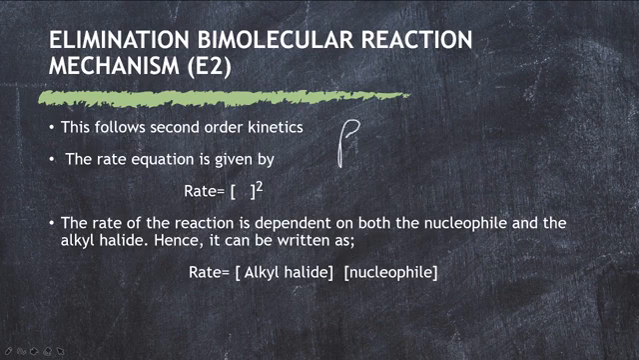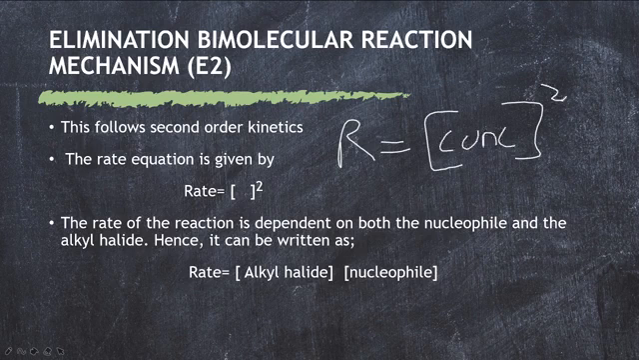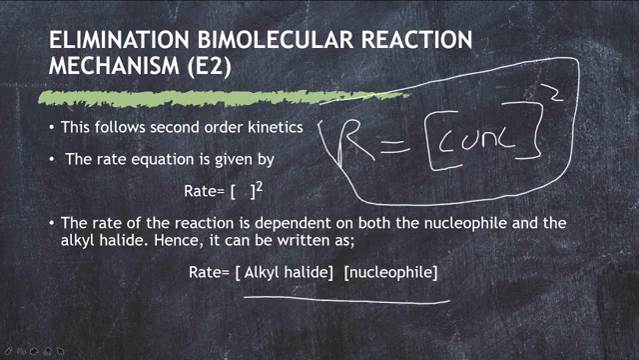Now, this is a rate equation, just like SN1. These are concentrations, whatever concentration we're dealing with, raised to the power 2. Just like SN1, the rate of the reaction depends on both the nucleophile and the alkyl halide, and hence it can be written as this. Now, don't be confused by this equation and this equation.